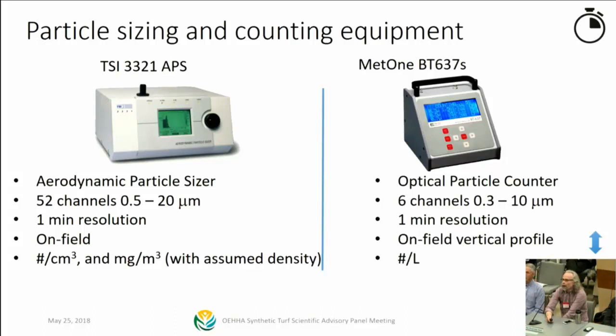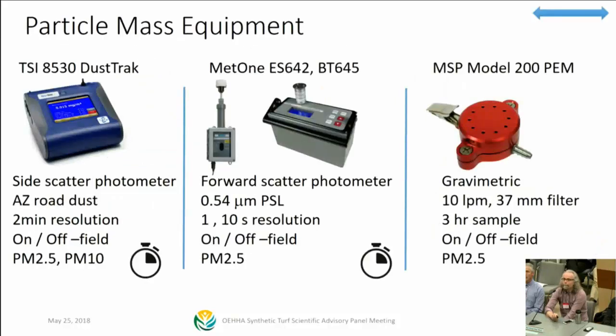The MET1 optical particle counters that we used give us 6 channels of resolution. Now they are optical, so it's a very different measurement method. So sometimes doing A-B comparisons between particle instruments can be a bit challenging, but we're going to focus mainly on comparisons with the same class of particle instrument. This one gives us 6 channels from 0.3 up to 10 micron, 1 minute resolution, and we're using this one in a vertical profile on cart 2 directly behind the net.